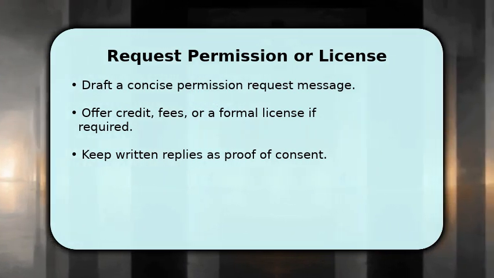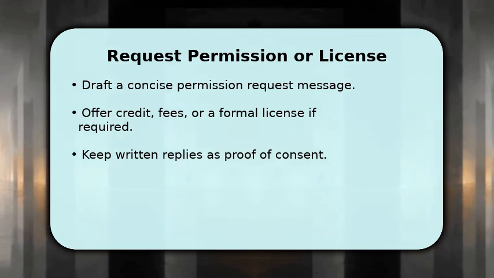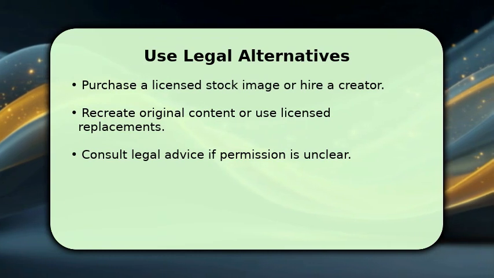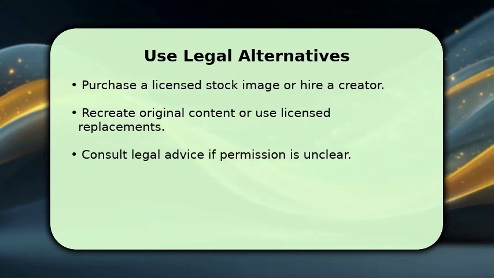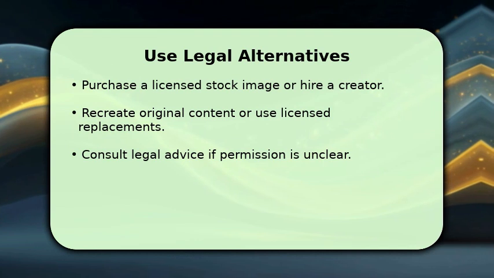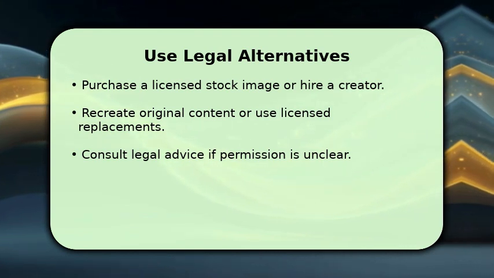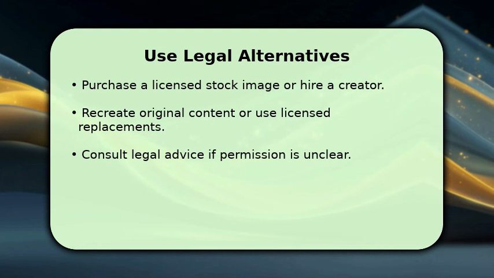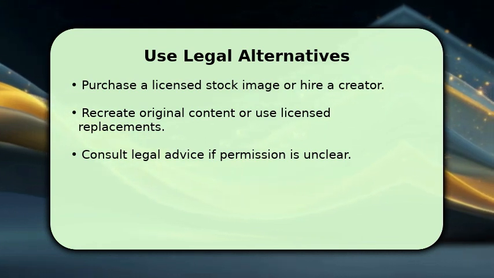If permission is denied or unavailable, you pivot to lawful alternatives. You can buy a licensed stock photo, commission a similar original from a photographer or designer, or replace the image with public domain or appropriately licensed content. Once you secure a legal substitute, make sure to archive the license or contract.